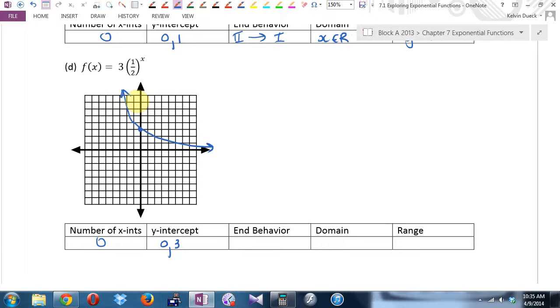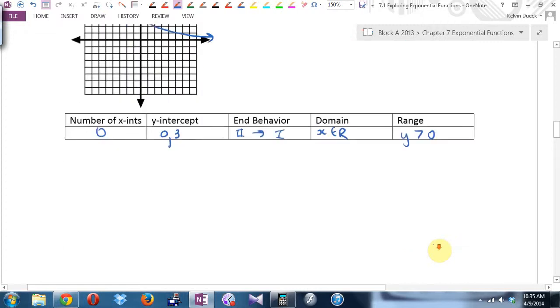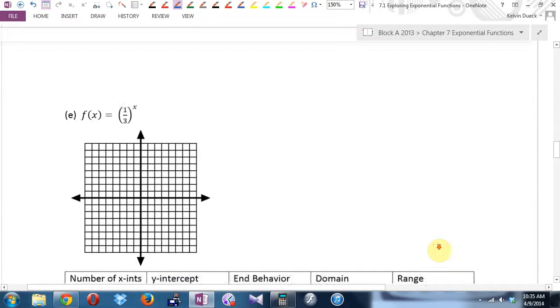What's the end behavior? Start at what quadrant? Leave what quadrant? Domain, all reals. Range, everything above 0. Turn the page.